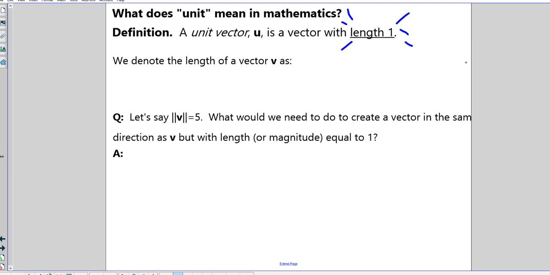We denote the length of a vector with this double absolute value sign. So the length of vector v, the notation is that, okay, or also known as the magnitude, right? So if you see these double absolute value bars, that means the length.